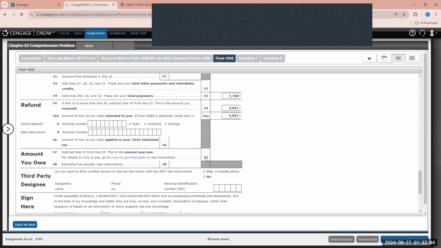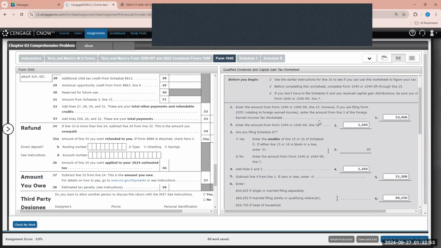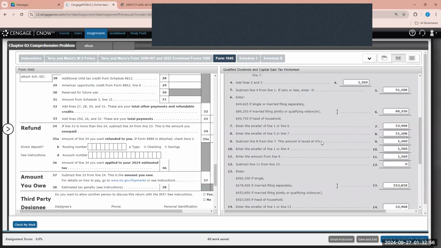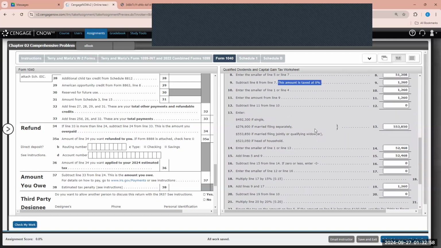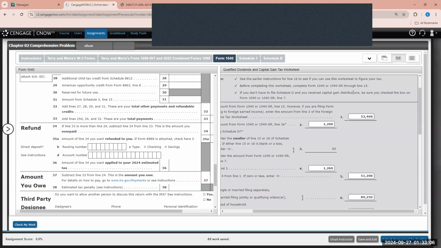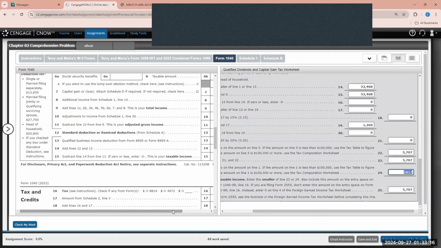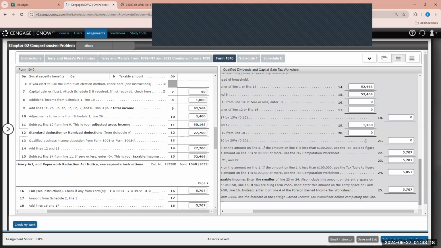So that brings us to the end of the Chapter 2 comprehensive problem. Some key things to keep in mind: qualified dividends and capital gains are taxed at a more favorable rate. They are either taxed at 0%, 15%, or 20%. So if you were working on a problem and you just used the taxable amount, and you input the information into the software and it is telling you $5,857 as the tax liability on line 16 is incorrect, this is the reason why.